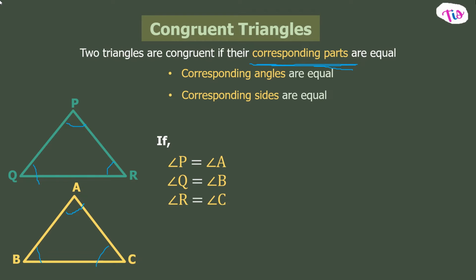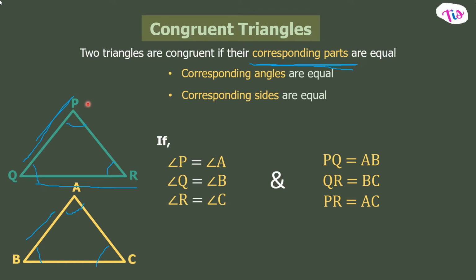If this is the condition, and side PQ is equal to AB, right? Side QR is equal to BC, okay? And PR is equal to AC. So if it is so that corresponding angles are equal and corresponding sides are equal, then we will say that triangle PQR is congruent to triangle ABC. So triangle ABC is congruent to triangle PQR, right?